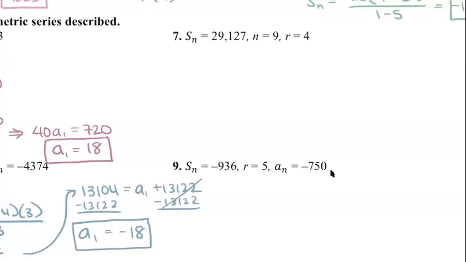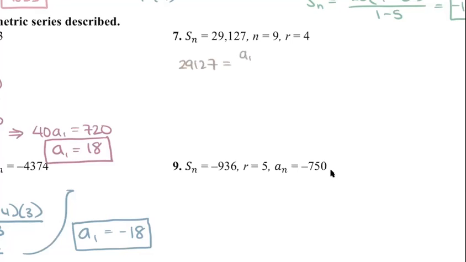Number 7. So first I got negative 936 equals a sub 1 minus negative 750 times 5 over negative 4. Oh, wait. Number 7. I think you're doing number 9. Okay, so for number 7, I got 29,127 equals a sub 1 times 1 minus 4 to the 9th power over negative 3.